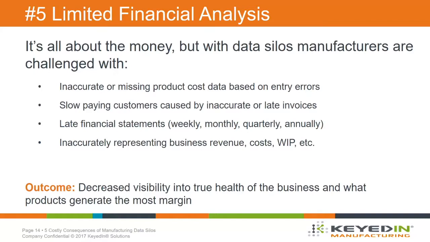Very often when we see all of these different data silos, we see missing product cost data. We really can't determine our winners from our losers. Very often, because of inaccurate or late invoices or just simply bad customer service, we see that affecting our customers because they tend to be more slow paying, because they're dealing with all of these issues and they're just really frustrated anytime they interact with us because we can't give them accurate and up-to-date information.